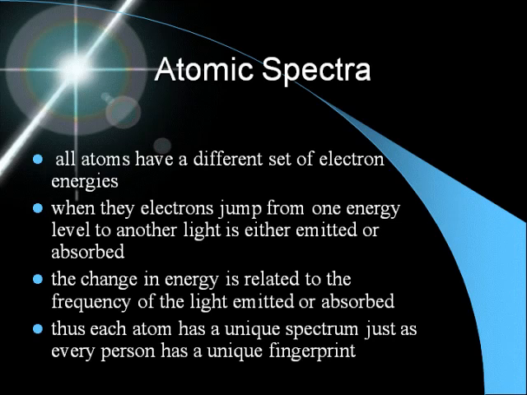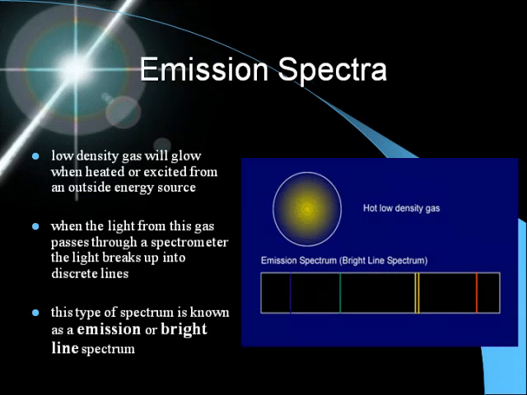The only time that an atom can give off light is when an electron jumps from one energy level to another. If it absorbs light, then the electron jumps to a higher energy level. If it gives off light, the electron jumps to a lower energy level. But it can only jump over these discrete energies.